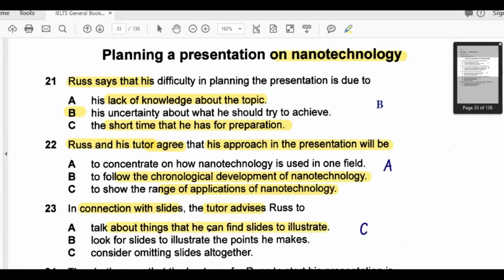And she says that the other problem that you can have with slides is that you might spend too much time trying to look for slides which illustrate the points you want to make. So she says at the end that you would find it more useful, you'll find it much better that you just don't consider slides altogether. So our correct answer is C.